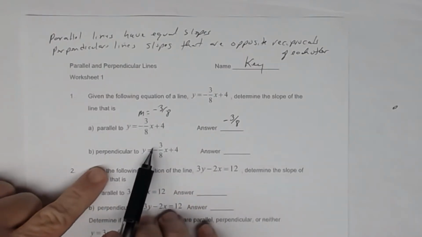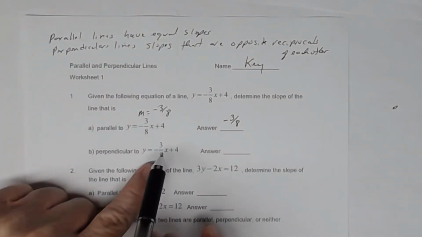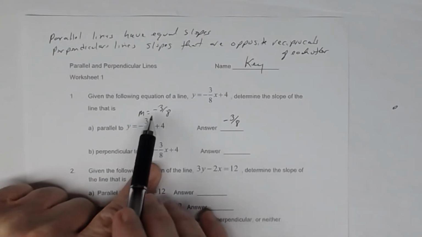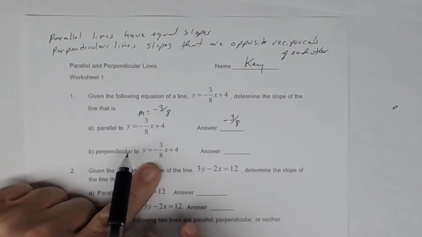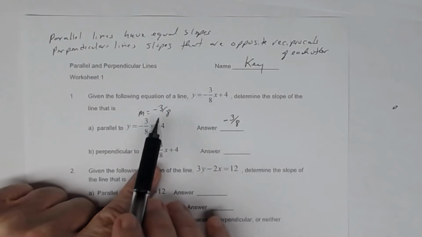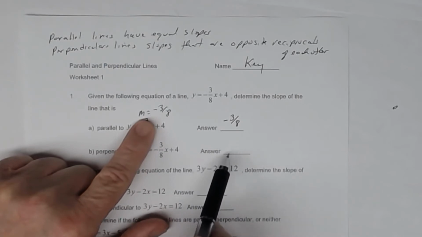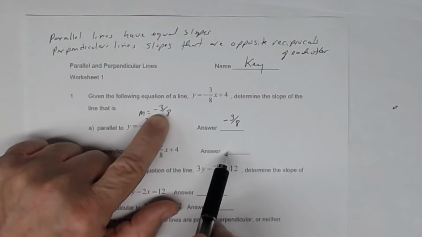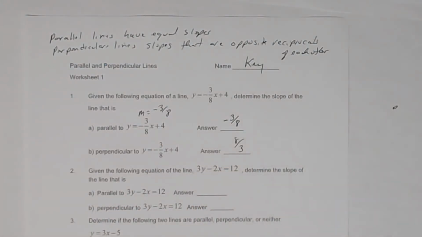So, given this equation, what is the slope of the line that's perpendicular to this? Well, again, the slope of this line is negative 3/8, right? So the slope of the line that's perpendicular to that would be the opposite reciprocal. So if this is negative, then the slope would be positive. And then 3/8, take the reciprocal. So the answer is a positive 8/3.